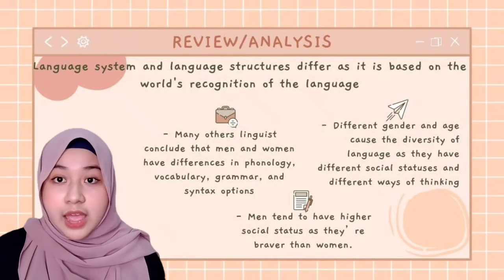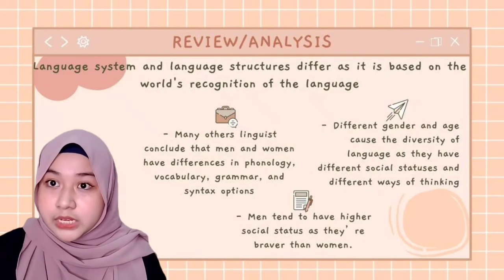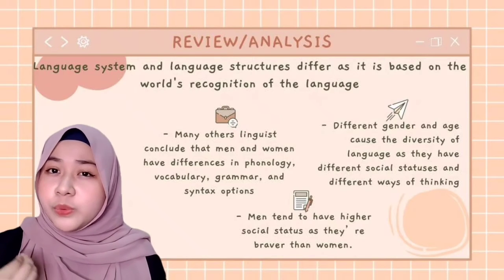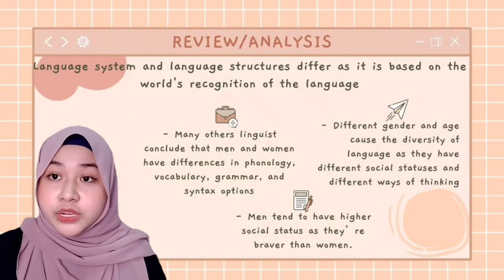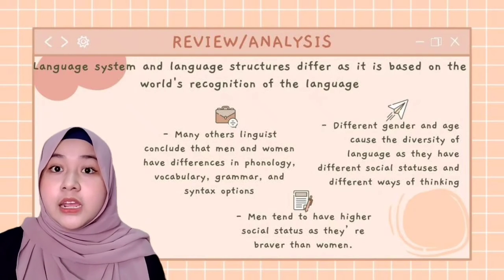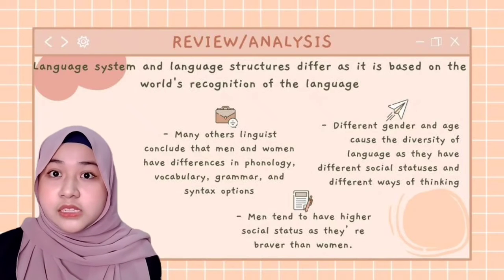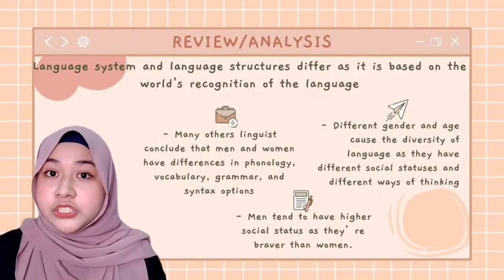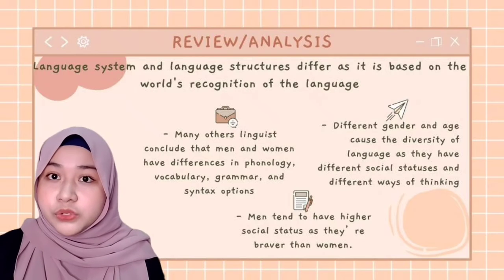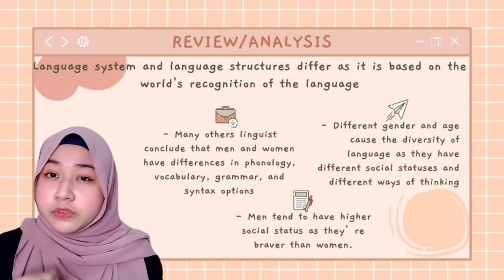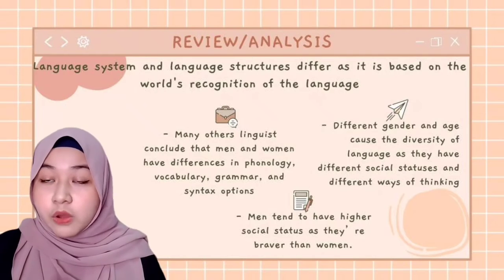During the historical era, people used the language more formally and appropriately. As an example, they will always talk to the elders politely as what their parents taught them because they follow their tradition. Other than that, the author also said that many linguists such as Leonard Bloomfield, McConnell Jeanette, Hess, Zhao Yuanren, and many others conclude that men and women have differences in phonology, vocabulary, grammar, and syntax options.